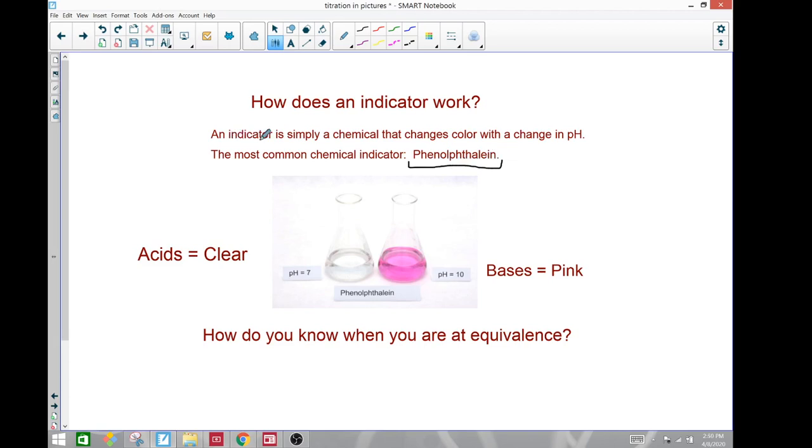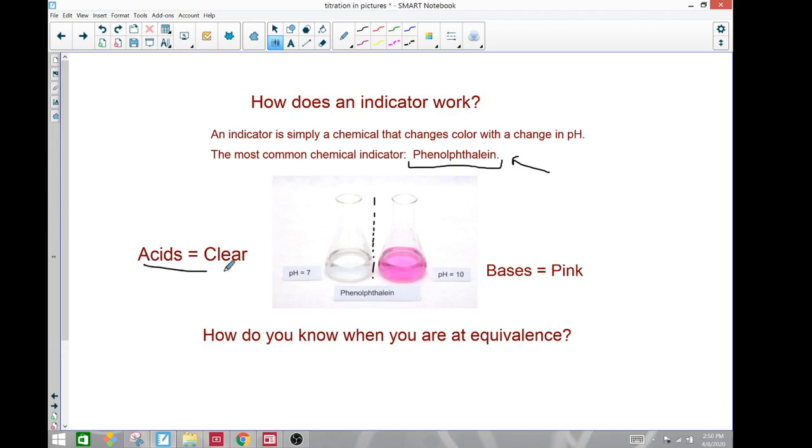So a chemical indicator is simply a chemical that changes color with a change in pH. It's not acidic itself, it's neutral itself, which is kind of important for an indicator. We wouldn't want the indicator to affect our answer. So the most common chemical indicator is phenolphthalein. It's not perfect, okay? But it has a pretty distinct color change between neutral and basic.